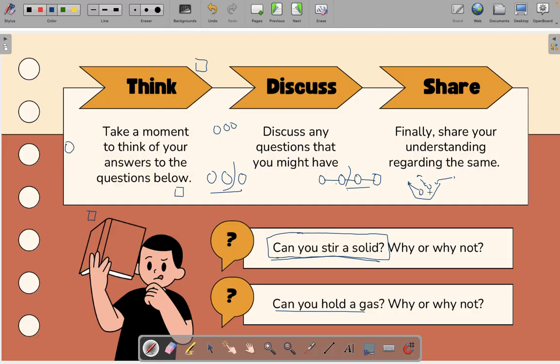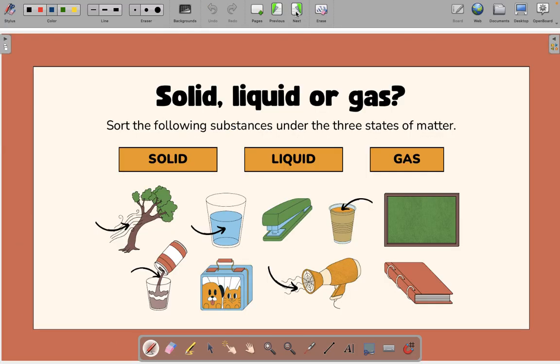Okay. It is also slightly difficult for you to hold a liquid because the particles are free to flow, right? But solids you can hold because the particles are not allowed to move in a solid.